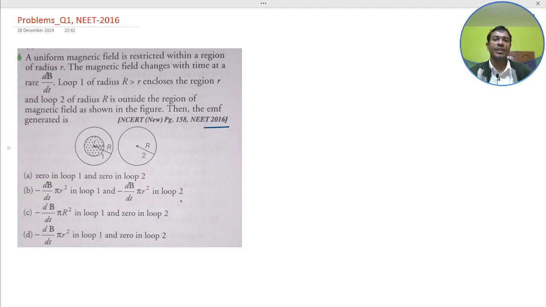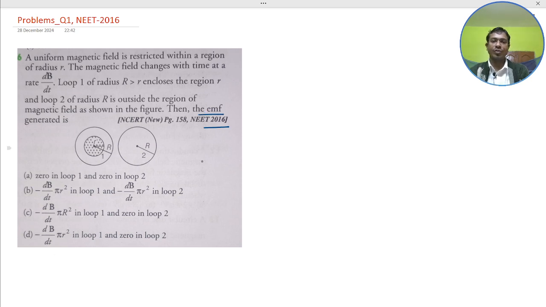The first one is NEET 2016, saying that a uniform magnetic field is restricted in a region of radius r. The magnetic field changes at the rate dB/dt. I suggest you pause the video and go through all the questions, reading with conceptual understanding. Loop 1 has a smaller radius r, and loop 2 is outside. You have to find the generated EMF.